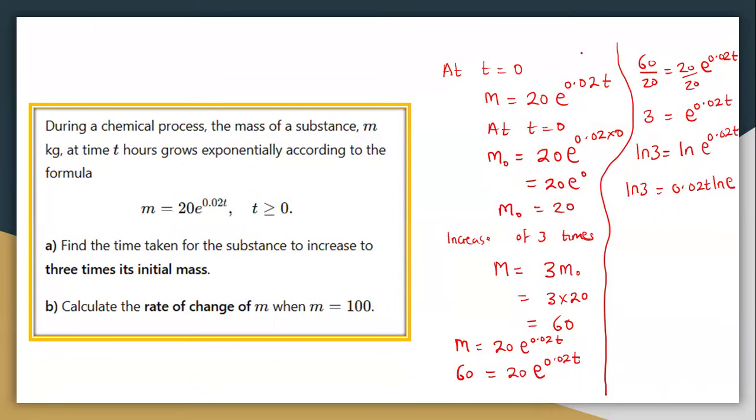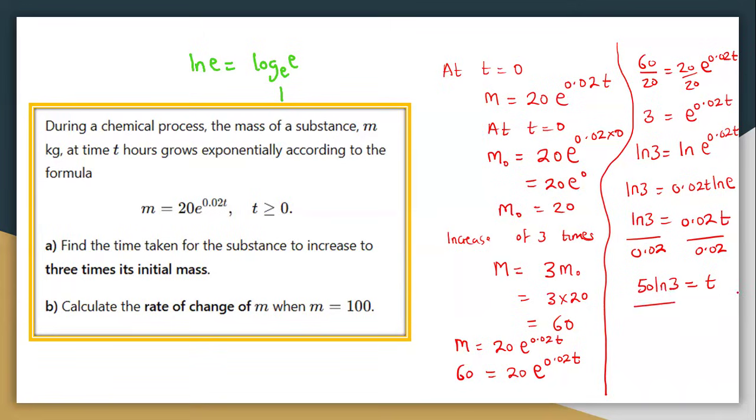But remember, we said natural log of e is the same as log e, which is 1. So at this point, I'll have natural log of 3 equals 0.02t, divided by 0.02. So that means that your t is equal to 1 out of 0.02, which is the same as 50 natural log of 3. And now this is your time.